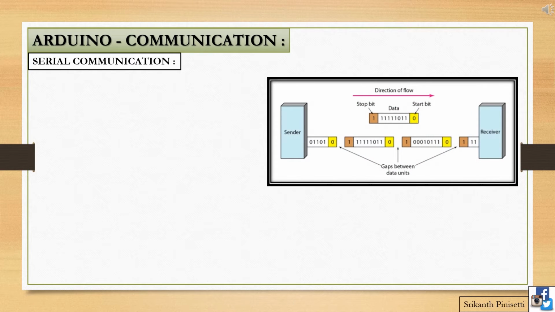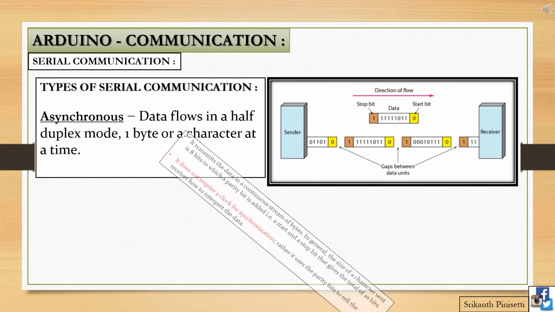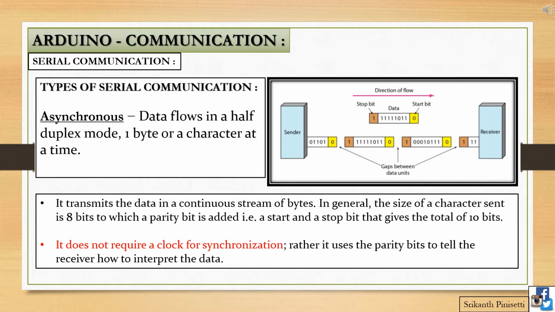Further, serial communication is classified into two types: asynchronous serial communication and synchronous serial communication. In asynchronous serial communication, data flows in half duplex mode, that is, one byte or a character at a time. It does not require a clock pulse for controlling the data transmission, because it uses a start bit and a stop bit added to the 8-bit data, which gives a total of 10 bits. One more point you should note: the clock pulse helps the receiver to get the required output according to the input data sent from the transmitter. So this is asynchronous serial communication.